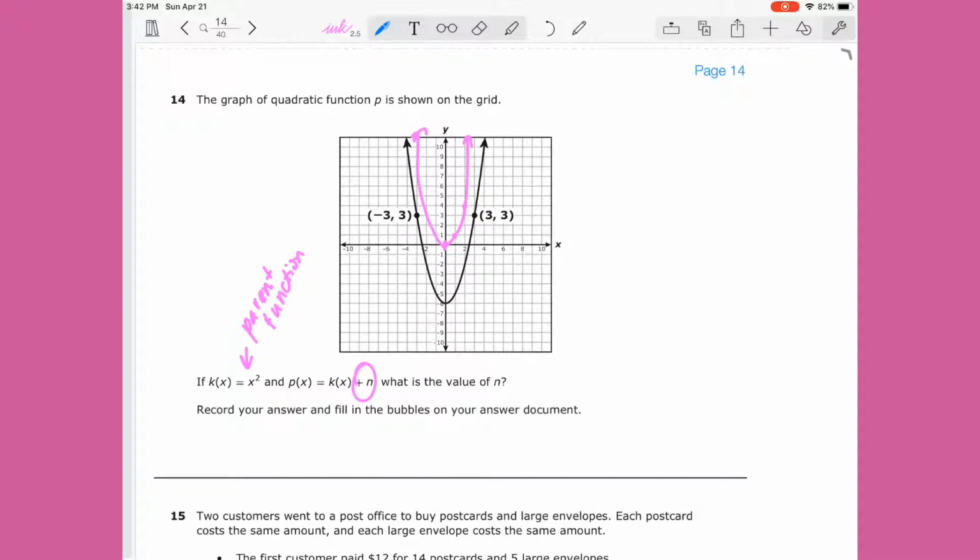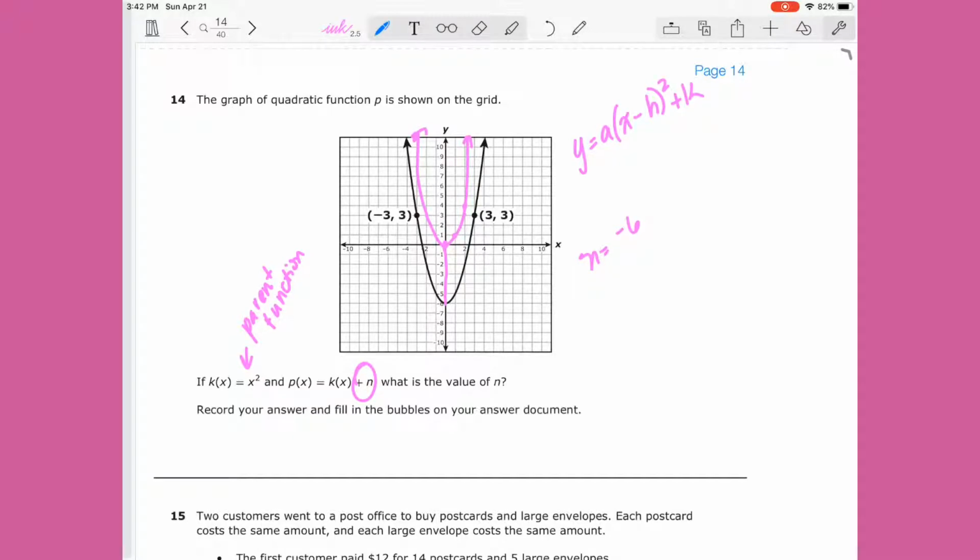This plus n, that's when we talk about transformation and we talk about y is equal to a times x minus h squared plus k. This n is the k value. So we've shifted 1, 2, 3, 4, 5, 6. So n is equal to -6.